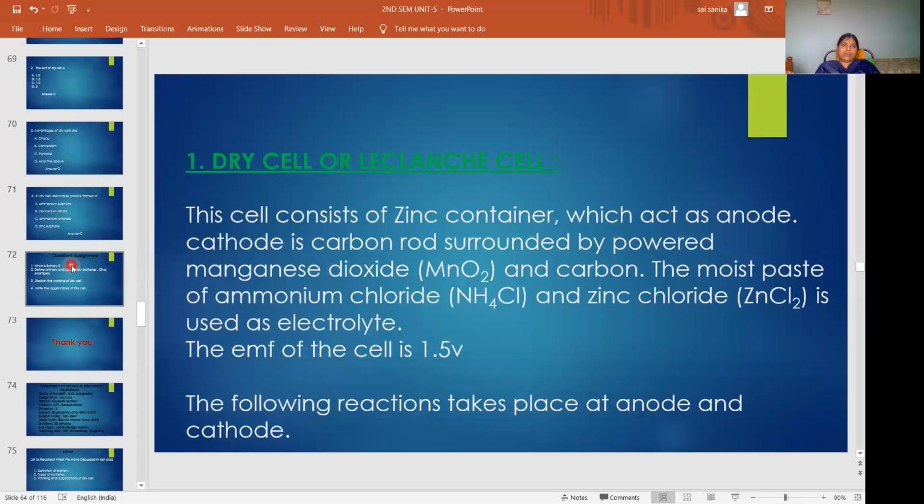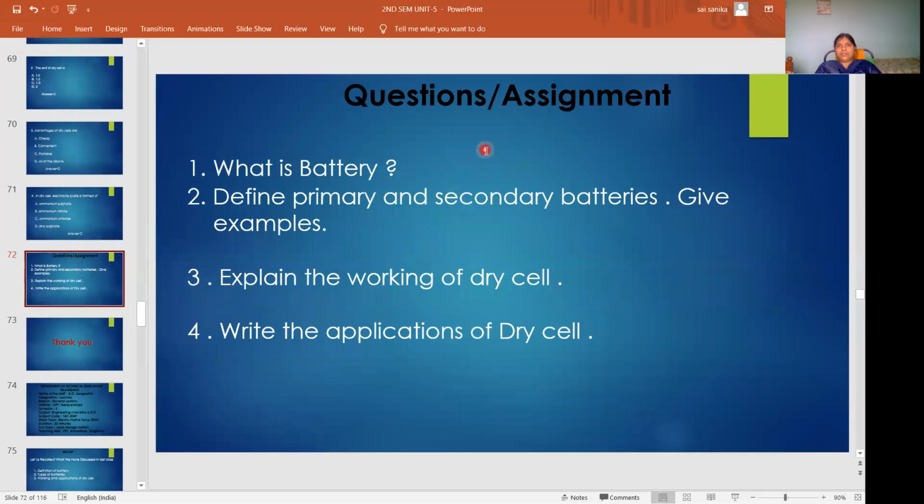Then come to the questions or assignment. So this type of questions you may expect, and these are the questions for your assignment. So what is battery? Define primary and secondary batteries. Give examples. Explain the working of dry cell. Write the applications of dry cell. So among these questions, very important, what is battery and explain the working of dry cell. And this question is for 5 marks. Okay. And these applications are for 1 mark. And what is battery for 1 mark.